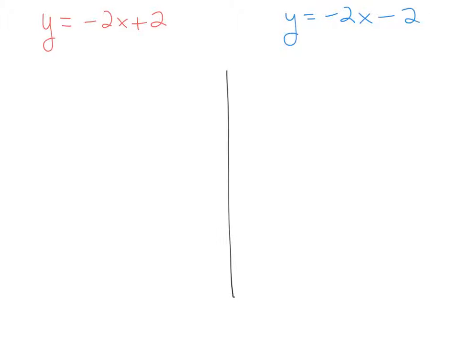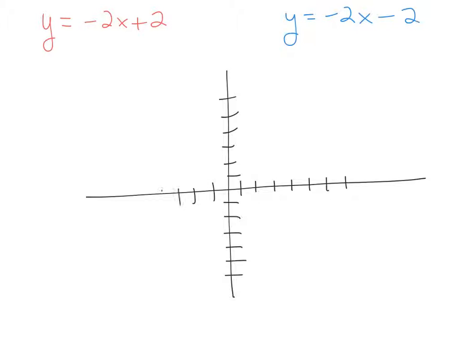All right, for this next graph, I gave you y equals negative 2x plus 2. And I also gave you y equals negative 2x minus 2. Now, I'm going to go ahead and start my graph, but one thing that you might notice right away while looking at these equations is their slope. If you look at their slope in the algebraic sense, right away you see this one has a slope of negative 2. This one has a slope of negative 2.